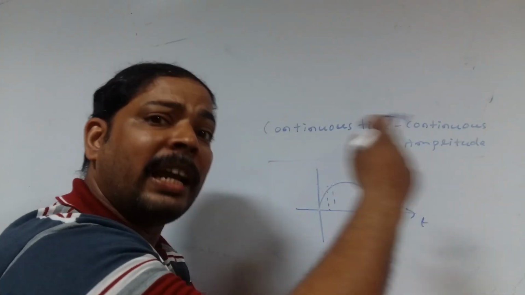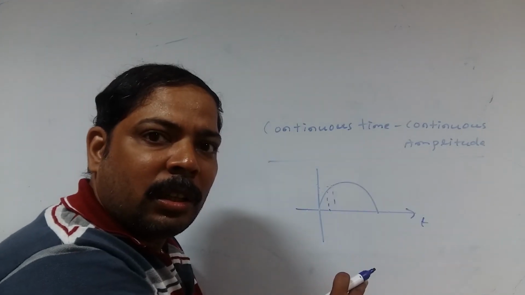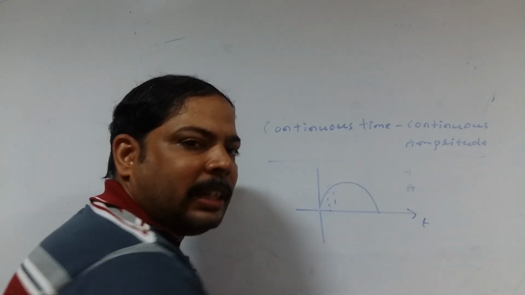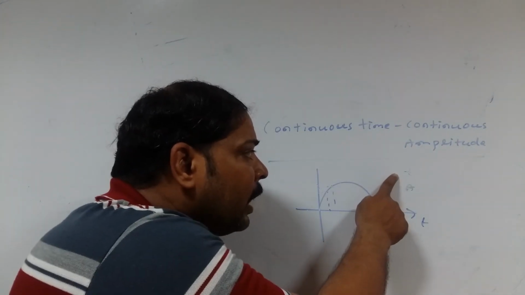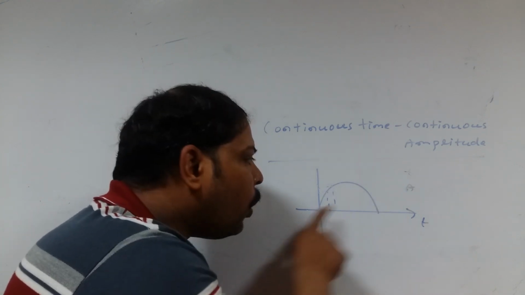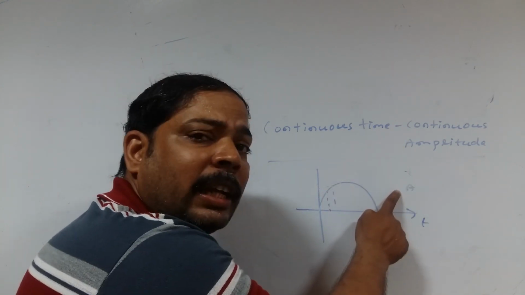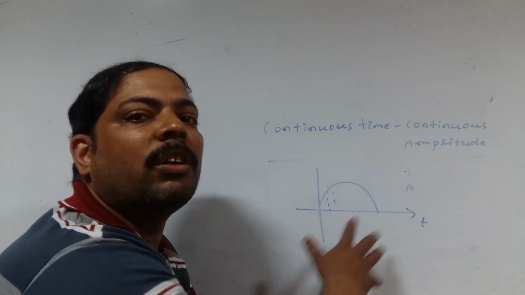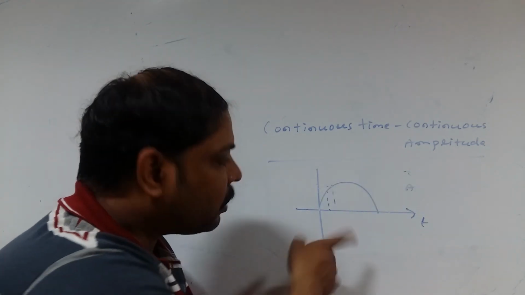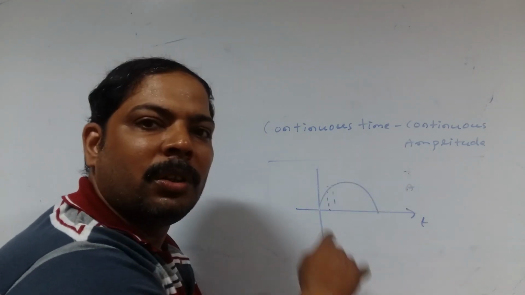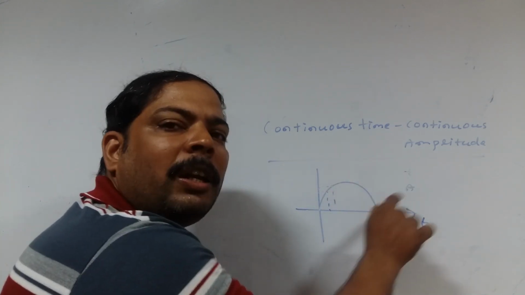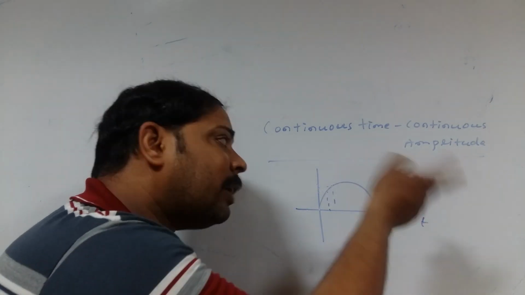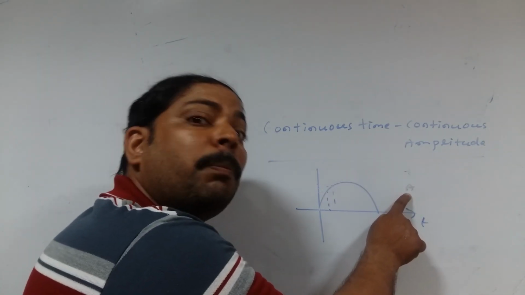So whatever sets you have taken, there are two sets: one is the time set, the other is the amplitude set. In the time set, you have put all the time points. In the amplitude set, you have put all the amplitude points. Therefore, this signal is known as a continuous time and continuous amplitude signal. It is continuous in time as well as continuous in amplitude. Every time has an amplitude value, and every amplitude has time values.